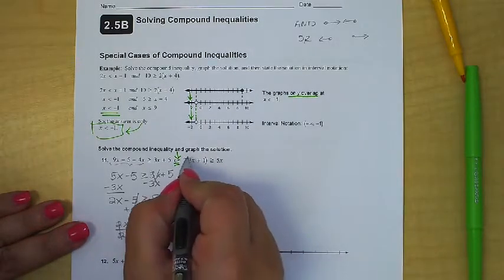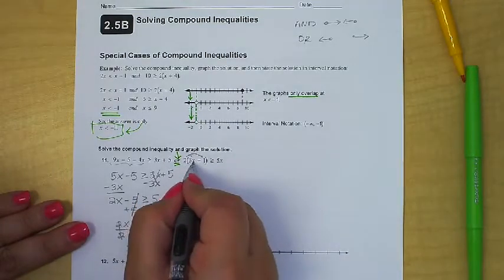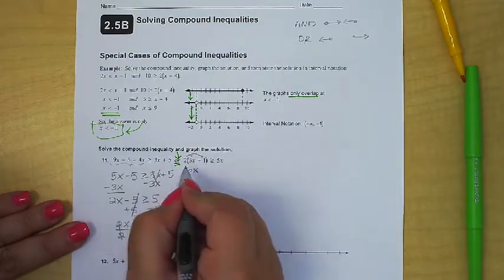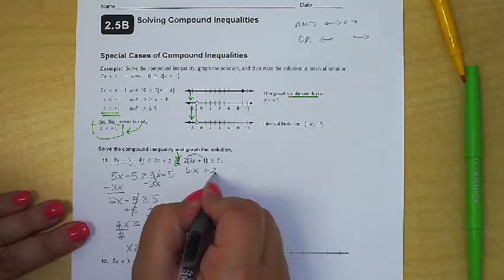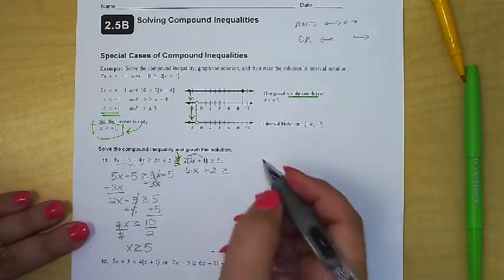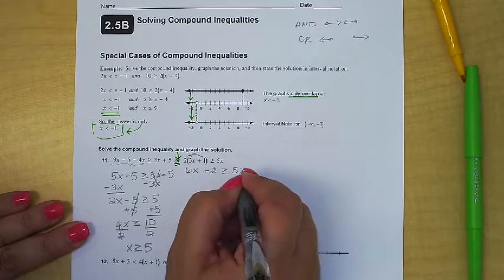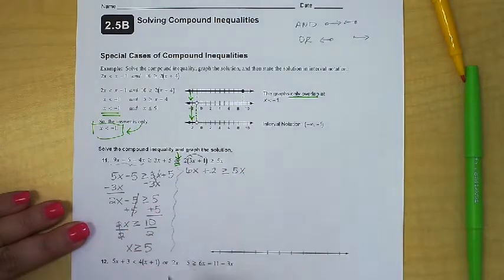Here I do have a grouping symbol, so I'll distribute. 2 times 3x is 6x. 2 times 1 is still 2. Is greater than or equal to 5x. Okay, if it helps, maybe make a little boundary here so things stay organized for you.